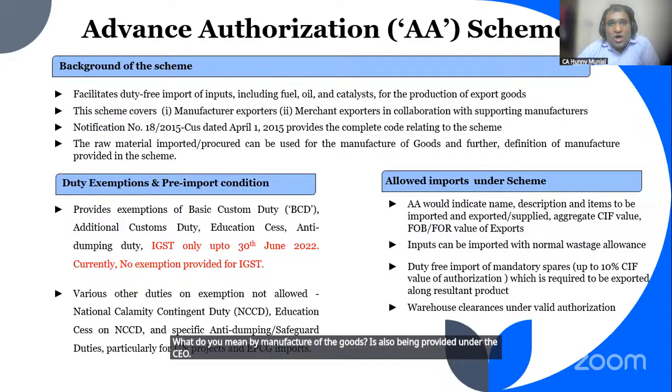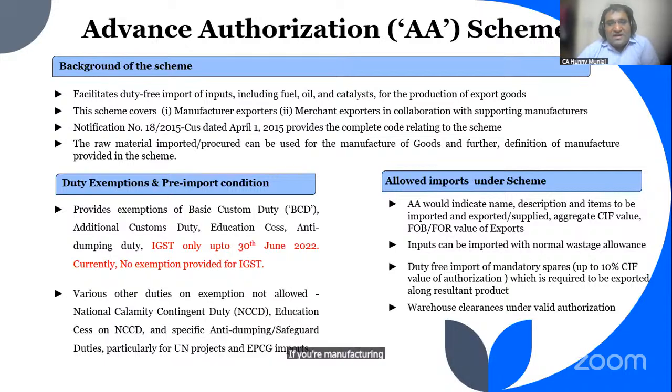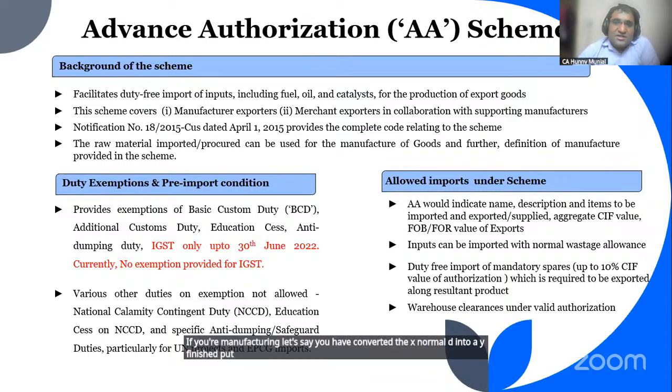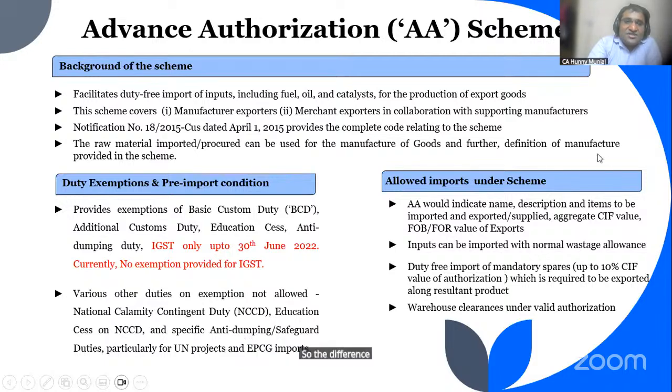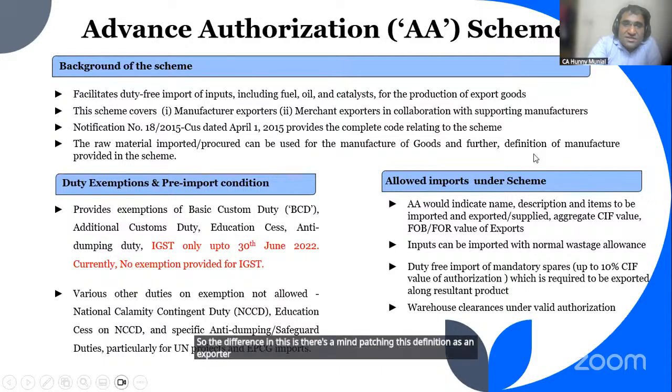If your manufacturing, let's say you have converted the X raw material into a Y finished goods, and it is covered under this definition, then only you can claim the benefit of this scheme. So the difference here is that there's a manufacturing definition. As an exporter, you have to comply with this. There's a difference between EPCG. EPCG does not provide any definition.